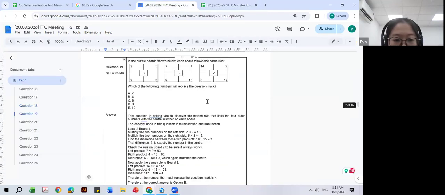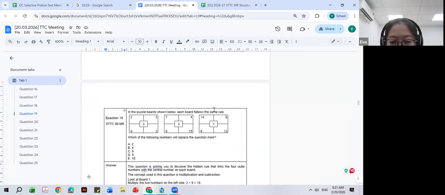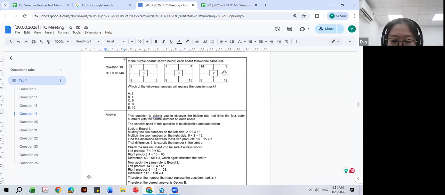And we come to question 19. We have 3 puzzles that follow the same rule. We are asked to find the number that replaces the question mark. We look at the first 2 puzzles. We have the middle number is the difference between the product of the two numbers on the left side and the two numbers on the right side. We can test on the first puzzle.